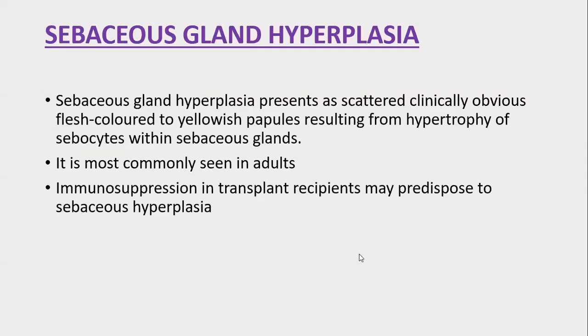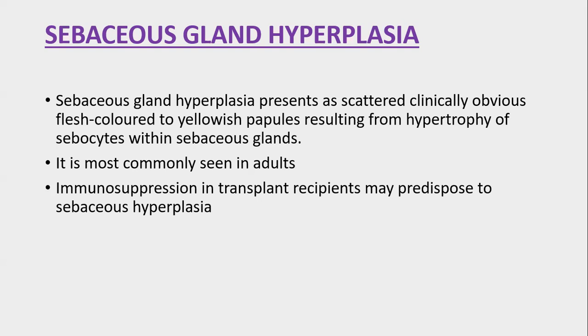The last condition I'm going to discuss today is sebaceous gland hyperplasia. It presents as scattered, clinically obvious, flesh-colored or yellowish papules on the face mainly resulting from hypertrophy of sebocytes within the sebaceous glands. It is seen mainly in adults above 50 years, or 40 to 50 years.